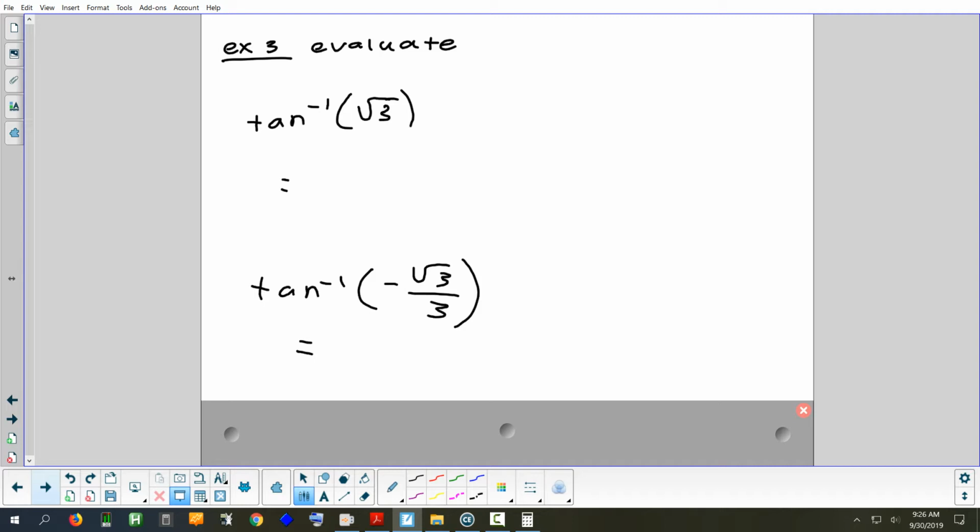Okay, so the first one is inverse tangent of square root of 3. All right, so Courtney, if we look in the tangent column, where do we see that one? 60 degrees. Yep.